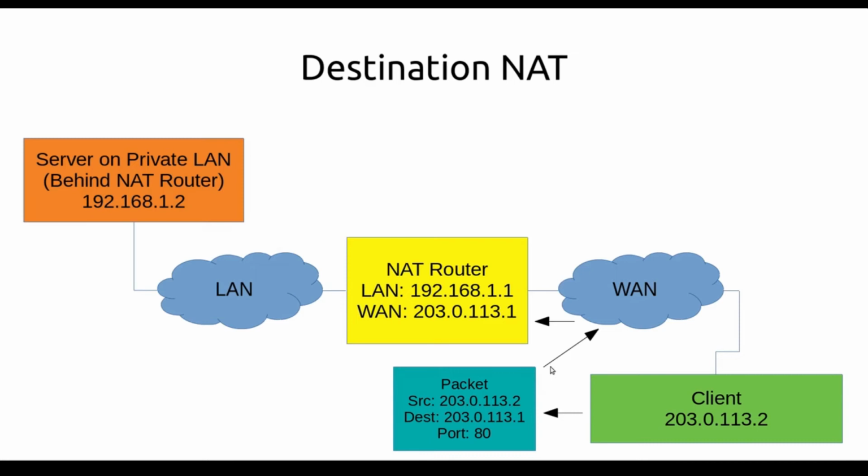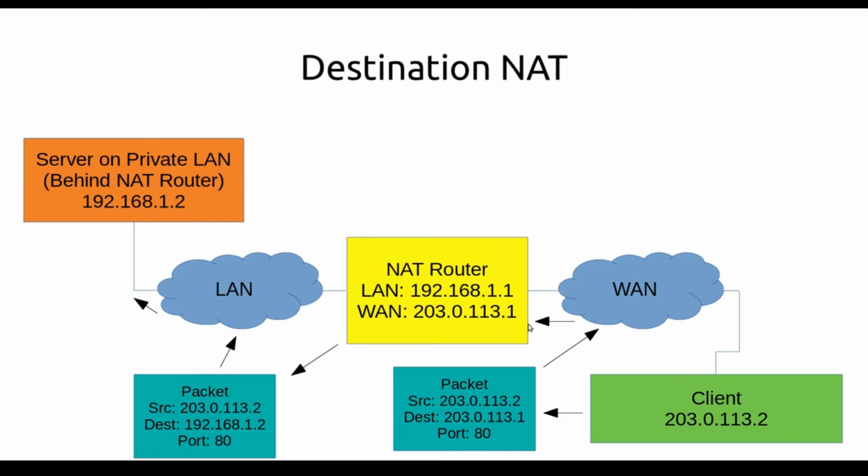So the packet is then going to go across the WAN, and it's going to arrive at the NAT router. Now, assuming the NAT router is set up for DNAT, and assuming it's set up to forward packets coming in on port 80 to this server, what the NAT router is going to do is it's going to rewrite the destination address of this packet to the private IP address of the server on the LAN. It leaves the source address alone so that the private server here knows which client sent it this packet.